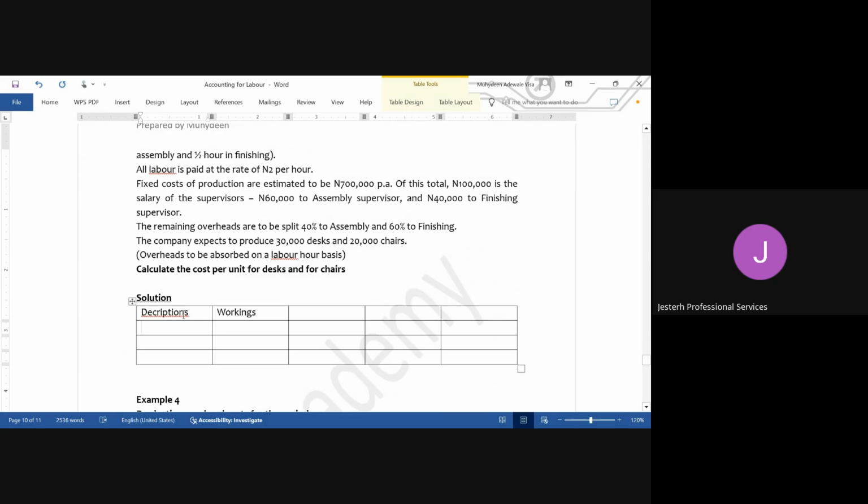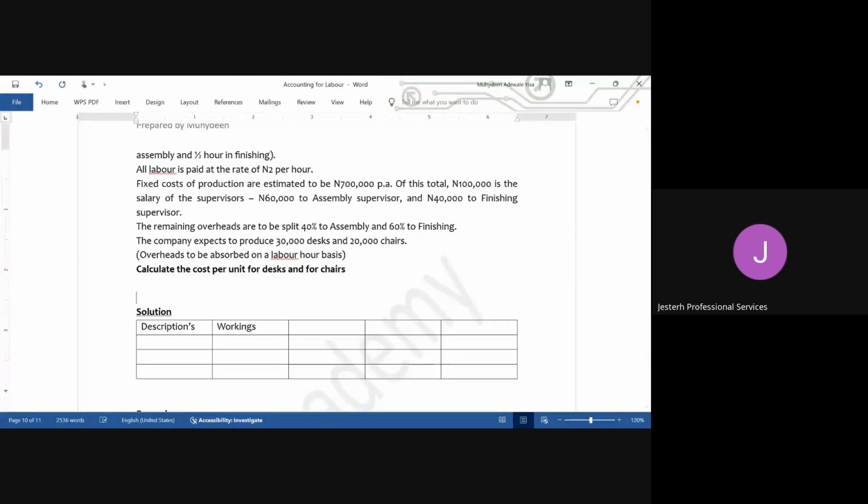Now we have 700,000 as our overhead. That is what we need to do, because for the remaining aspects, labor and material, we already know how to calculate those. We multiply the hours with the rate, and the material we want to purchase with the material per kg, then we get the total material that we are going to use for each unit. But where we are having issues is how to apportion and then absorb this overhead. Now, supervisor.